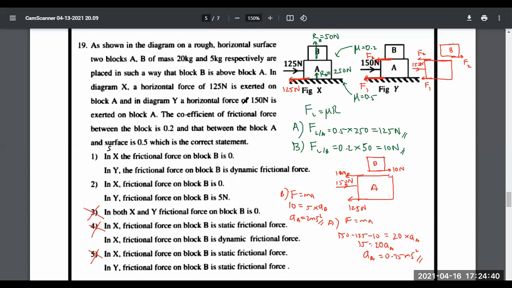225 can't be applied. So I think the first one should be the answer, because 5 Newton is not possible acting on B. First one: B will also be moving on A. So let's settle the first one. If B is moving on A, then the friction acting on B is dynamic friction force.